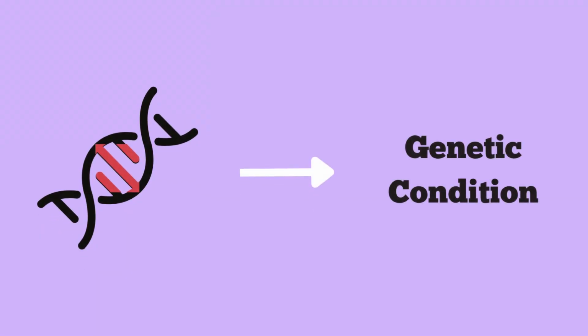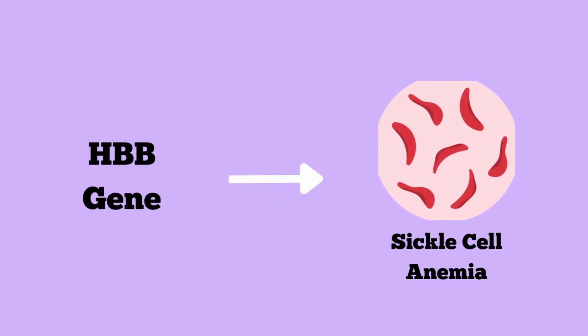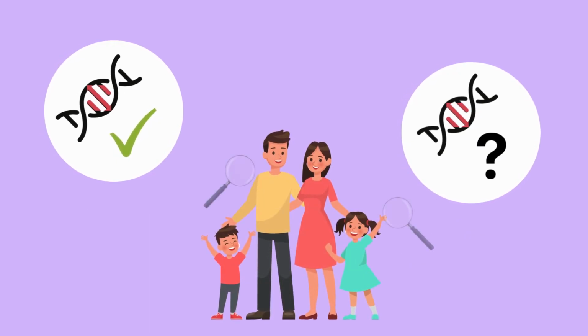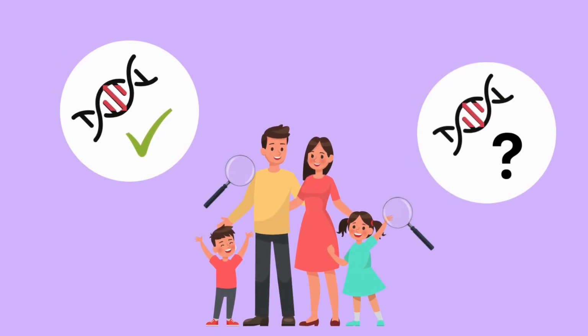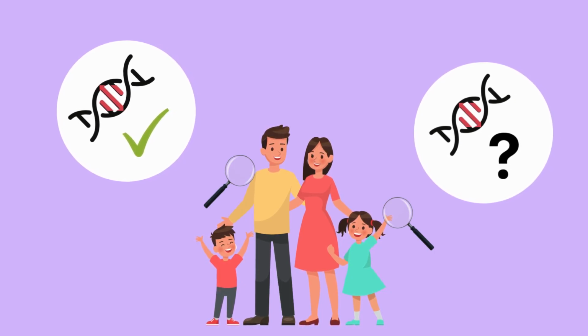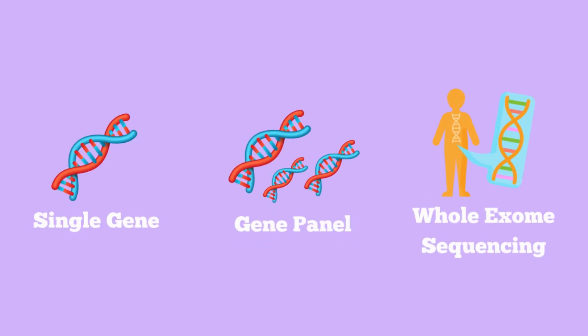For example, those with sickle cell anemia have a mutation in their HBB gene that causes this disorder. This test is most commonly used on family members where a specific variant has already been identified and they are testing to see if it is present in the other member. Other molecular tests can include a single gene, which looks at one gene, a panel, which looks at multiple genes, and whole exome sequencing, which looks at the majority of an individual's DNA.